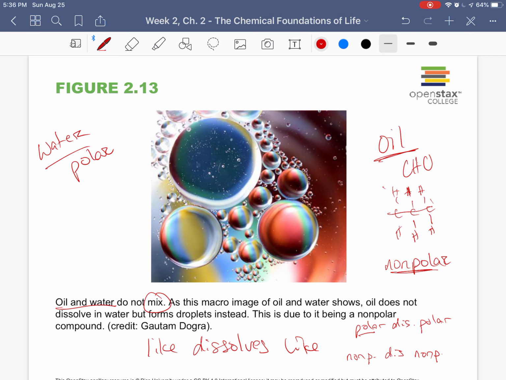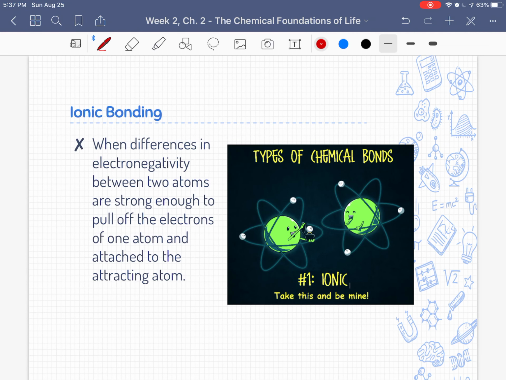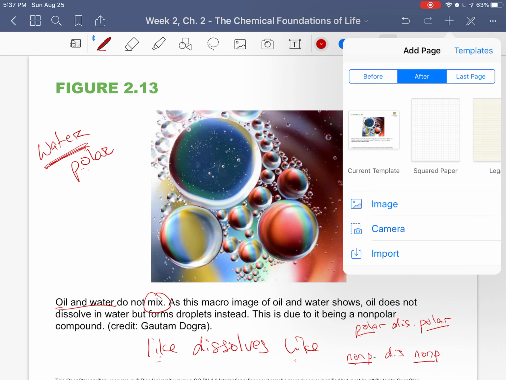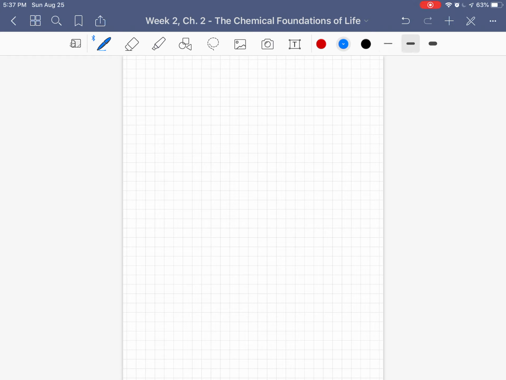So, if polar dissolves polar and nonpolar dissolves nonpolar, and we have water and oil, that is polar trying to dissolve nonpolar. And that is not like dissolves like. Different and different don't mix. So water and oil don't mix because water is polar and oil is nonpolar. All right, so that's covalent bonding. Covalent is sharing. So let's just really quick do some takeaways.